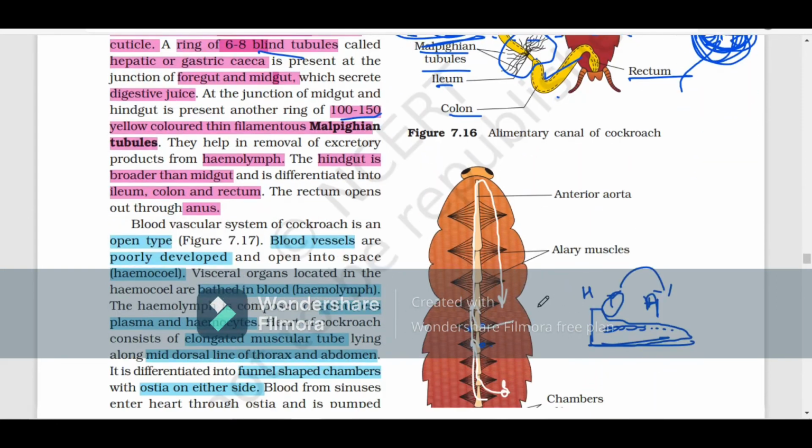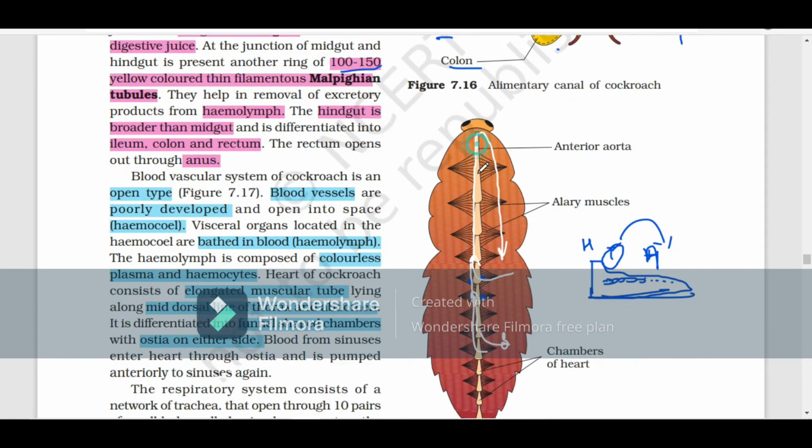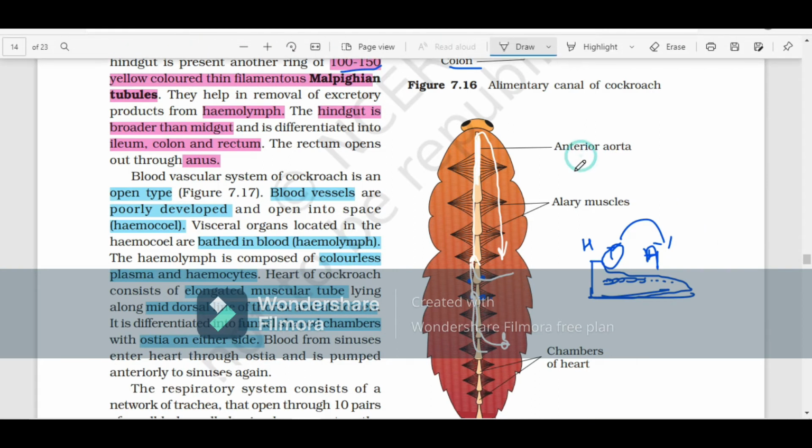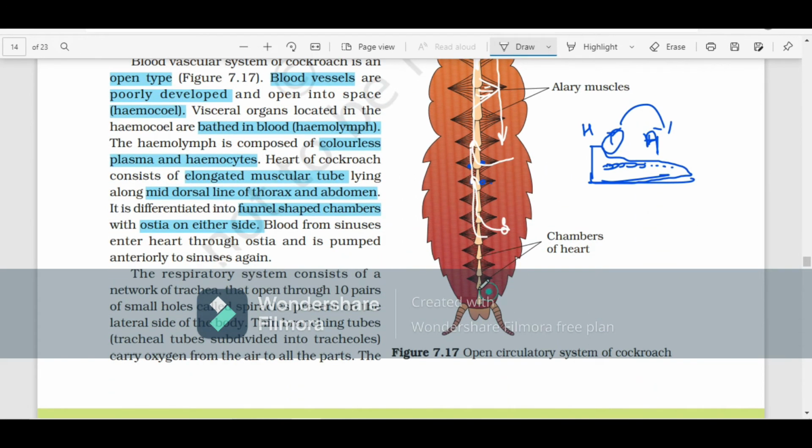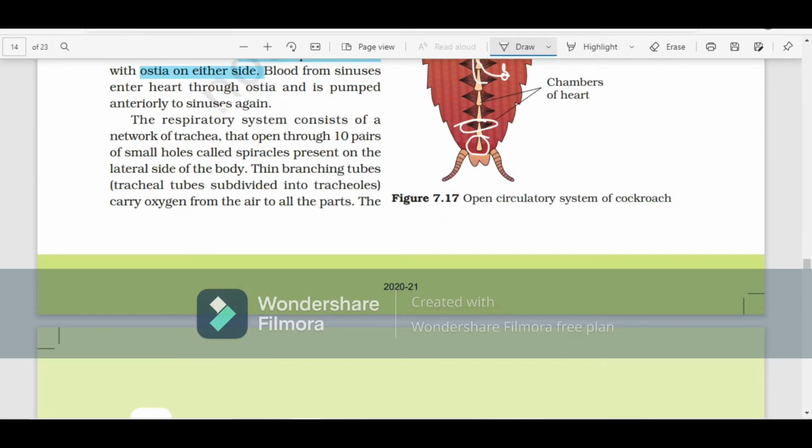So if you see here, this is nothing but the anterior aorta, and that's the alary muscle, the fan shaped muscle, and the chambers of the heart. How many chambers are there? 13 chambers. If you note something, the last chamber doesn't have the alary muscles. So that's the point. Again, this is an open circulatory system.